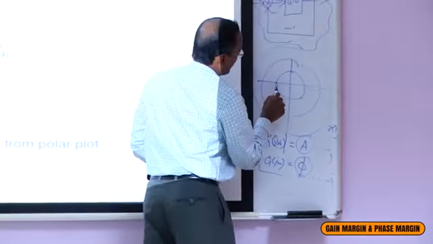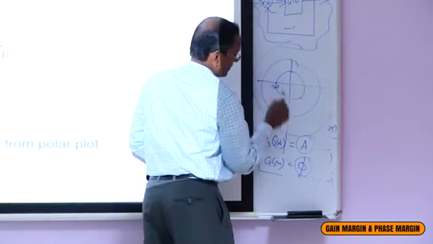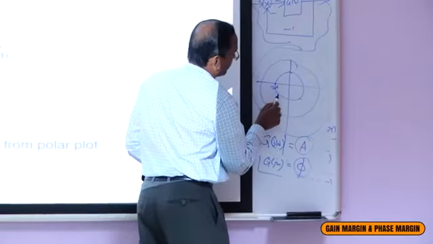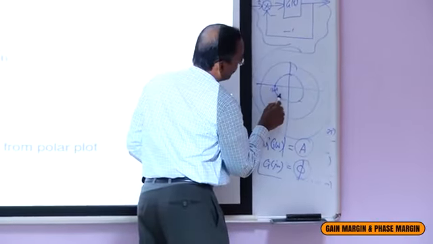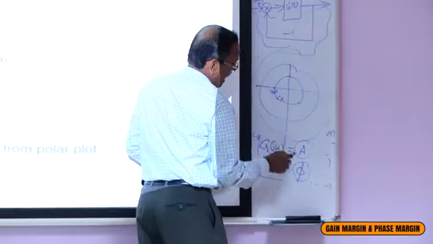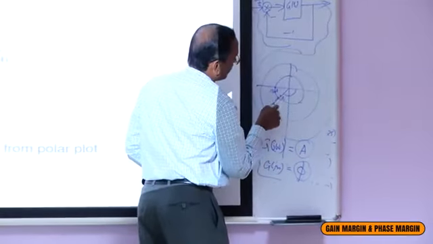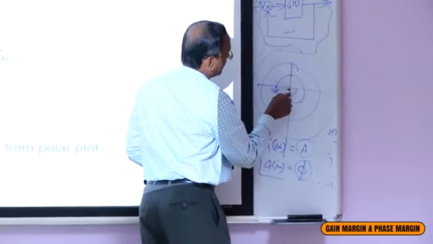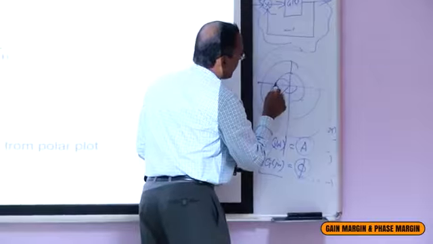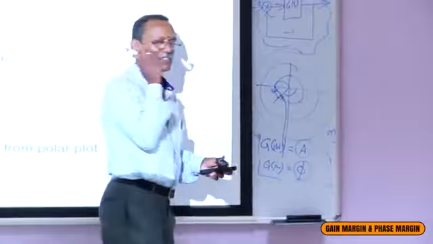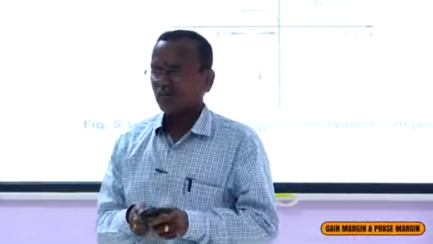I will take each value. Here, the magnitude is A, the angle is 180 degrees. I got this point. Another point here, the magnitude is A1, the angle is minus 150. So I got this point. Like that, for each magnitude and phase, if I plot, I will get this response. That is called a polar plot. It is plotted between magnitude and phase, with no omega involved.